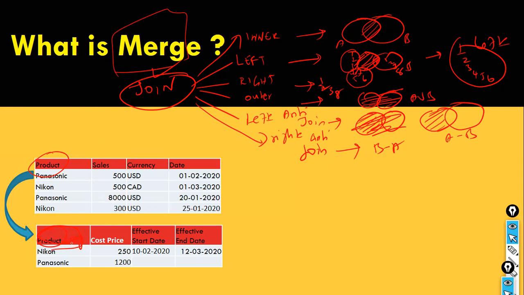In this case, if you see here, the product key, or the product in this table, in the product column, you will have unique values here. You will not see duplicates. Nikon will not appear more than once, Panasonic will not appear more than once. This is also called a lookup table or a dimension table.